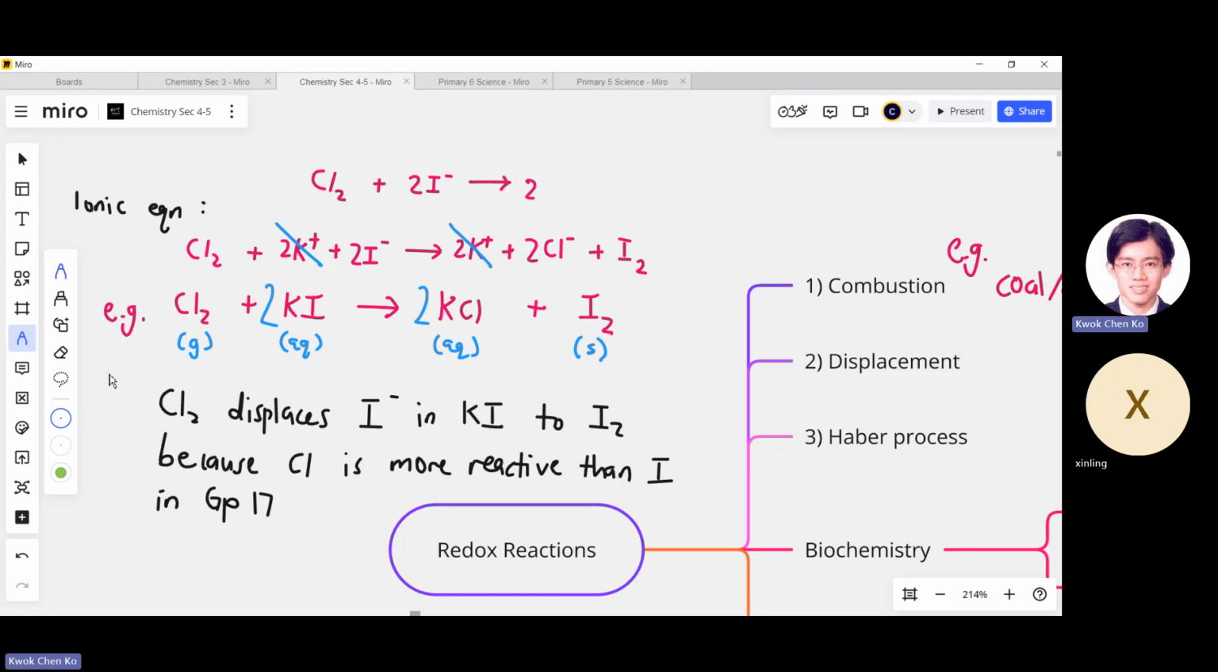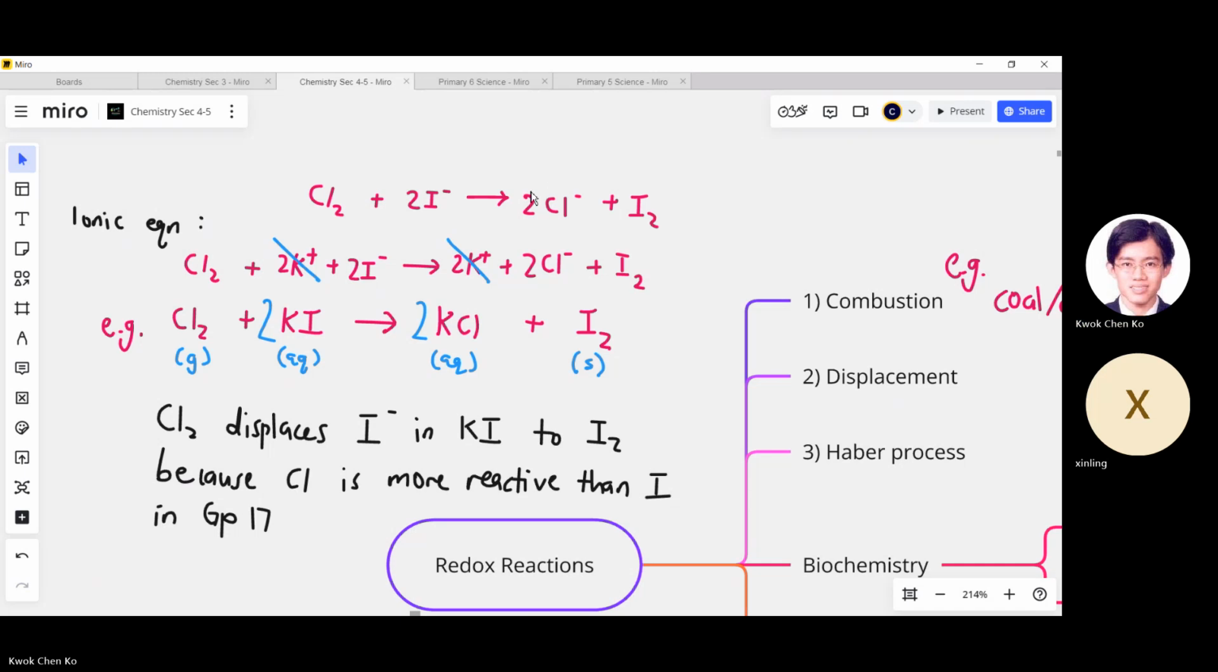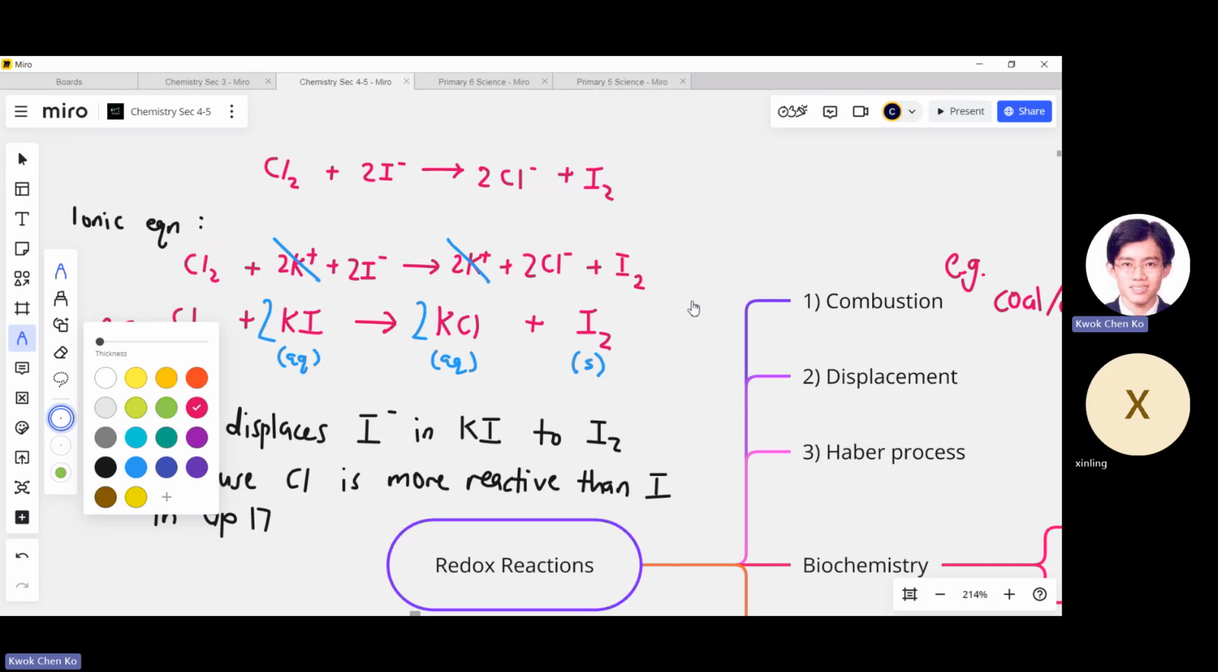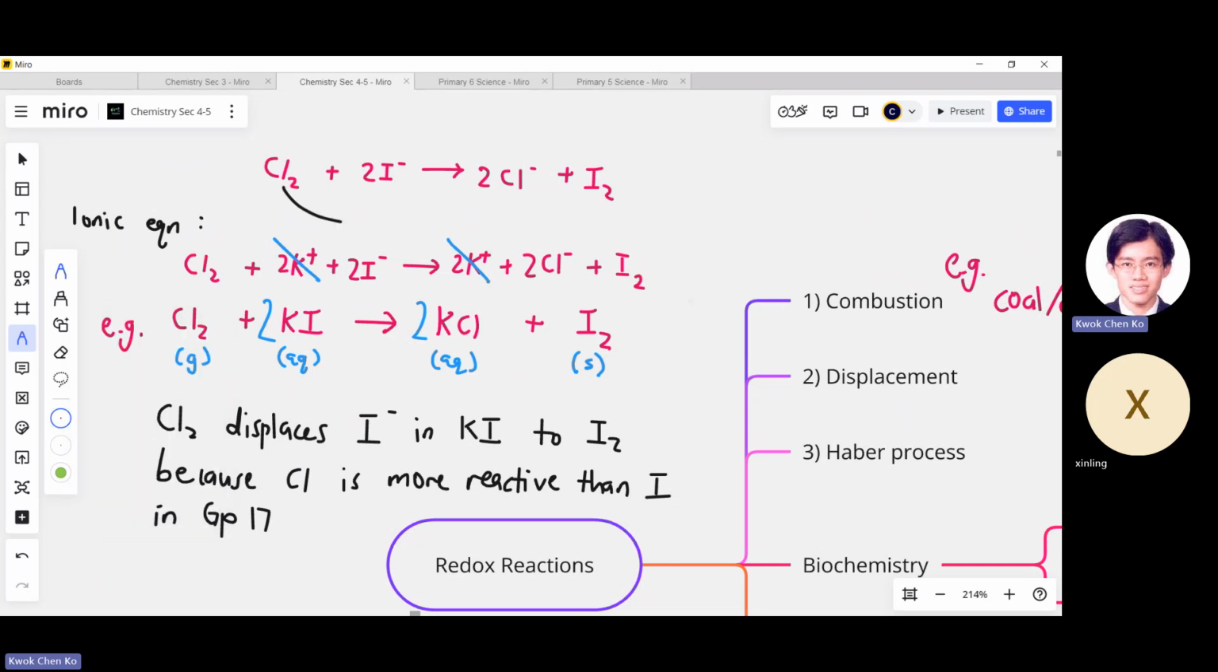Angel, do you get this? The rest, okay, Sarah? Okay, now, but I still haven't answered my question. Based on this, who is oxidized and who is reduced? First thing, try to pair them up. I think in this case, it's quite obvious. Chlorine will pair with chloride. Iodide will pair with iodine. But which pair is oxidized and which pair is reduced?